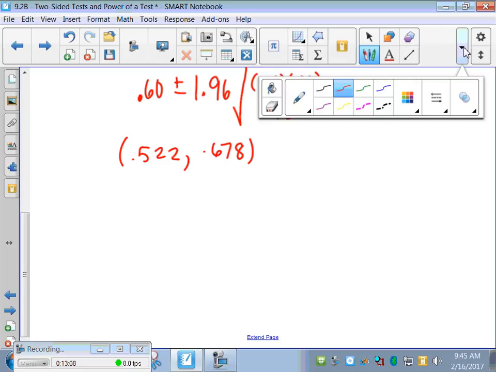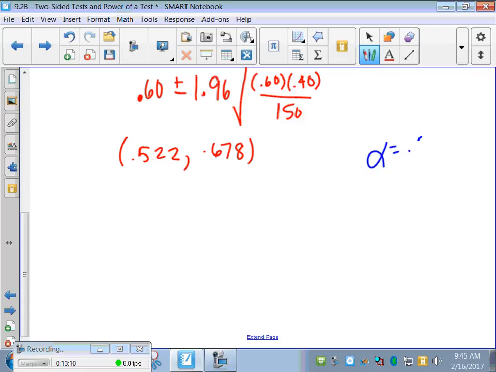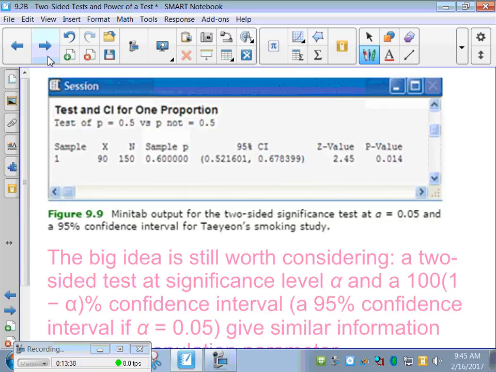So if I'm doing a 5% significance level, that's going to give you the same information as a 95% confidence interval, right? So if I'm doing alpha is 0.01 for my significance test, what kind of confidence interval goes with that? A 99% confidence interval. Make sense? So they give you the same information, and it's only two-tailed tests that this works for. You do have to be able to read these little chart things, Minitab output.